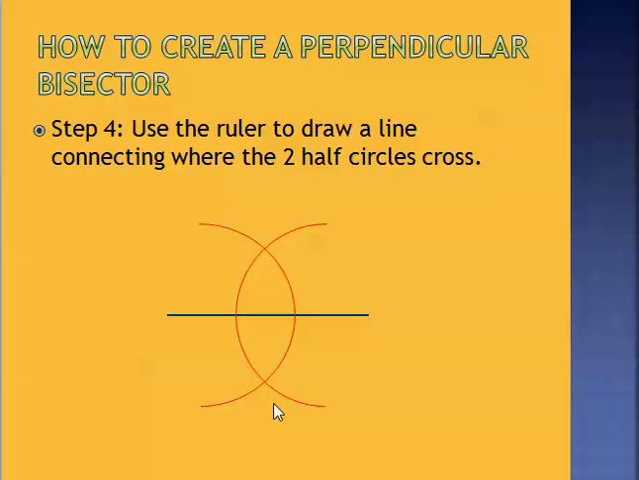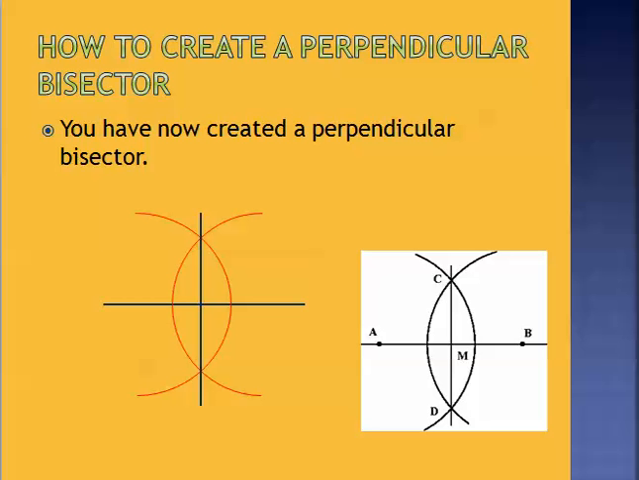Okay, step 4 is you use the ruler to draw a new line connecting the two half circle crosses. So you want to draw your new line connecting this point up here and this point down here. So it'll connect those two, drawing a straight line down the center of your original line. And this is what it should look like in the end. As you can see, we have now created a perpendicular bisector.